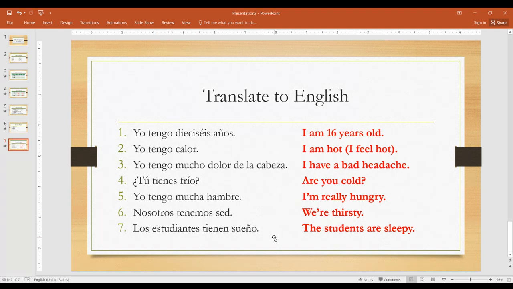The students have sleepiness. Notice again, all of these use that verb tener, to have, and when we put them in English, we translate usually to be, and occasionally, sometimes, it can appear as to have. So your biggest thing about this week is it is not a direct translation. You got to keep in mind these 7 phrases use a different verb, tener, in Spanish.